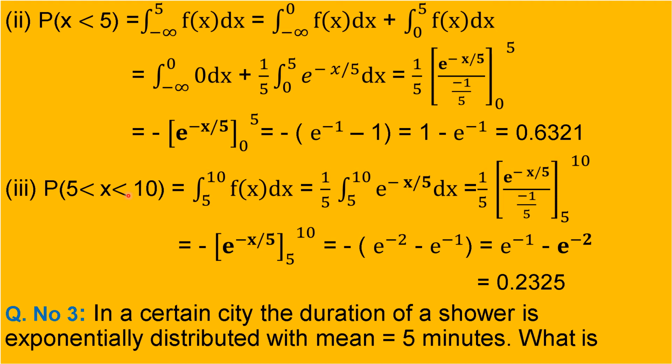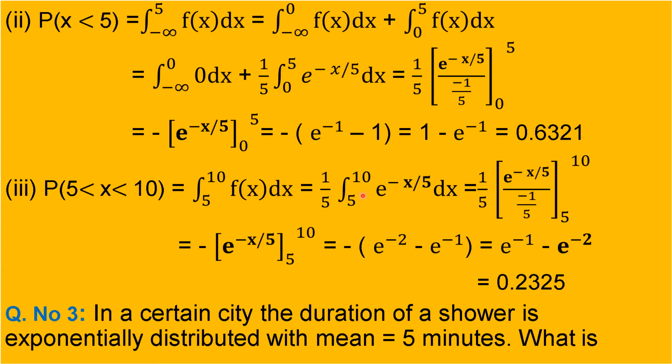Then the probability that x is greater than 5 and less than 10 means the chance that the lady speaks for more than 5 minutes and less than 10 minutes. The duration of the lady speaking over the phone is between 5 and 10 minutes. Integral from 5 to 10 of f of x dx. For x from 5 to 10, x is positive.